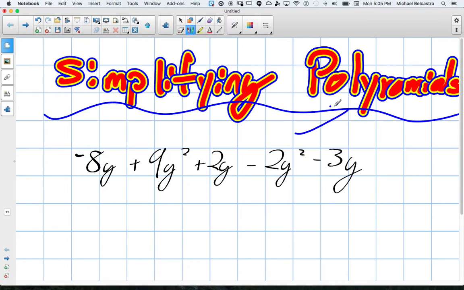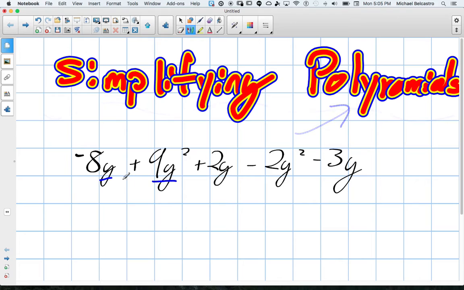We're going to look at simplifying polynomials. Polynomials are expressions with variables and constants, which would be whole numbers involved in them. You can even have a monomial. So the first thing we're going to do in this question is figure out which are like terms. That's the very first thing we want to do.